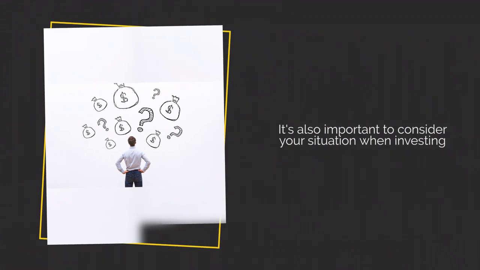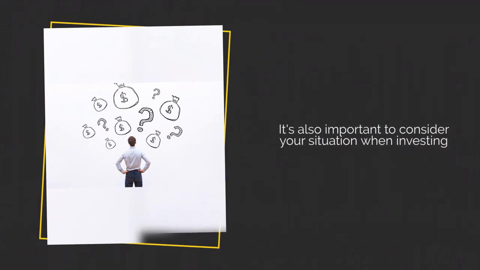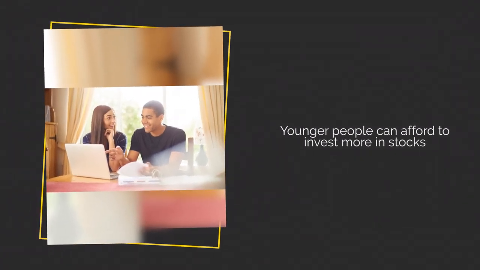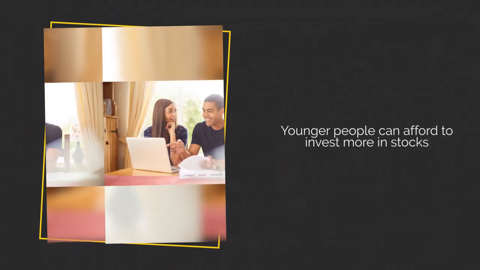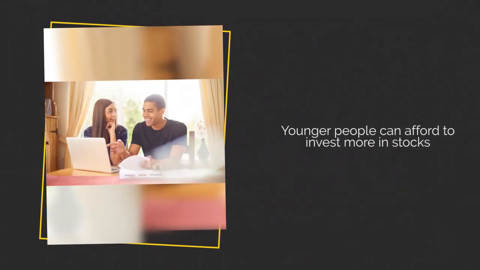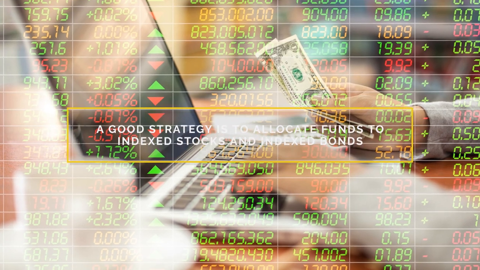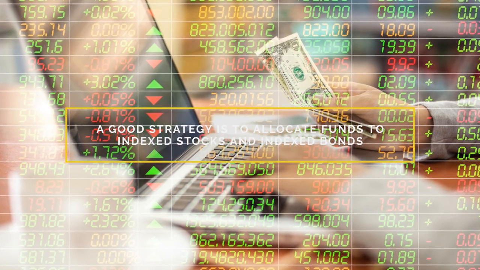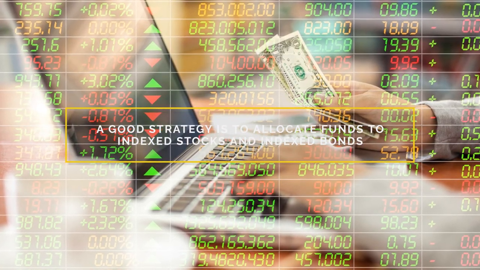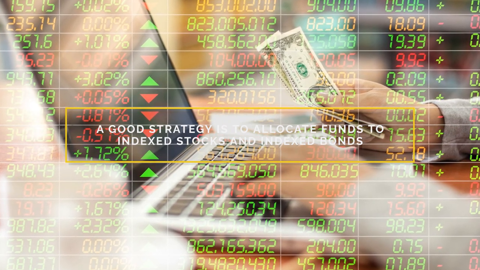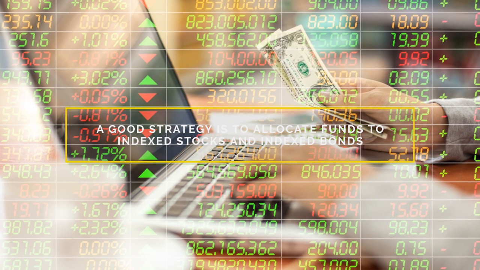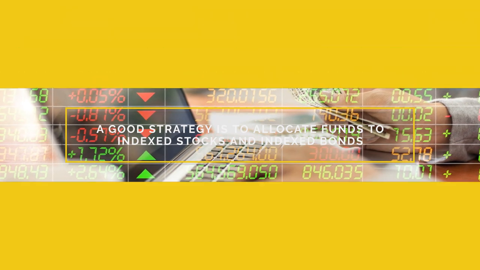It's also important to consider your situation when investing. While conventional wisdom suggests that younger people can afford to invest more in stocks, this may only be true for some. A good strategy is to allocate funds to indexed stocks and indexed bonds, such as the Barclays US Aggregate Bond Index, starting with a 50-50 allocation and adjusting as needed based on age, life expectancy, and marital status.